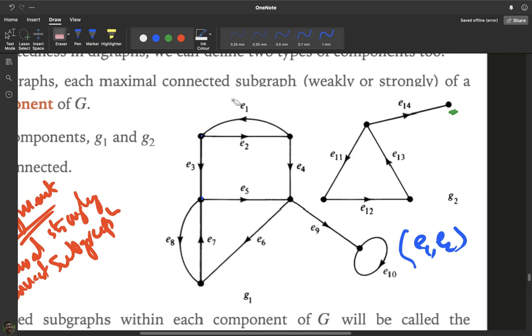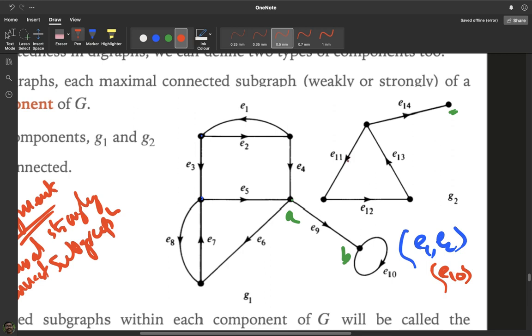Similarly, if you look at this one, suppose I name this vertex as A, B. Can A and B lie in the same fragment? No. Why? Because there is a path from A to B, but there is no path from B to A. So A and B cannot lie in the same fragment, but B alone constitutes a fragment because there is an edge which starts from B and ends at B. So I can start from B and end at B. So this alone will constitute another fragment. I'll just call it E10. So this E10 is another fragment.